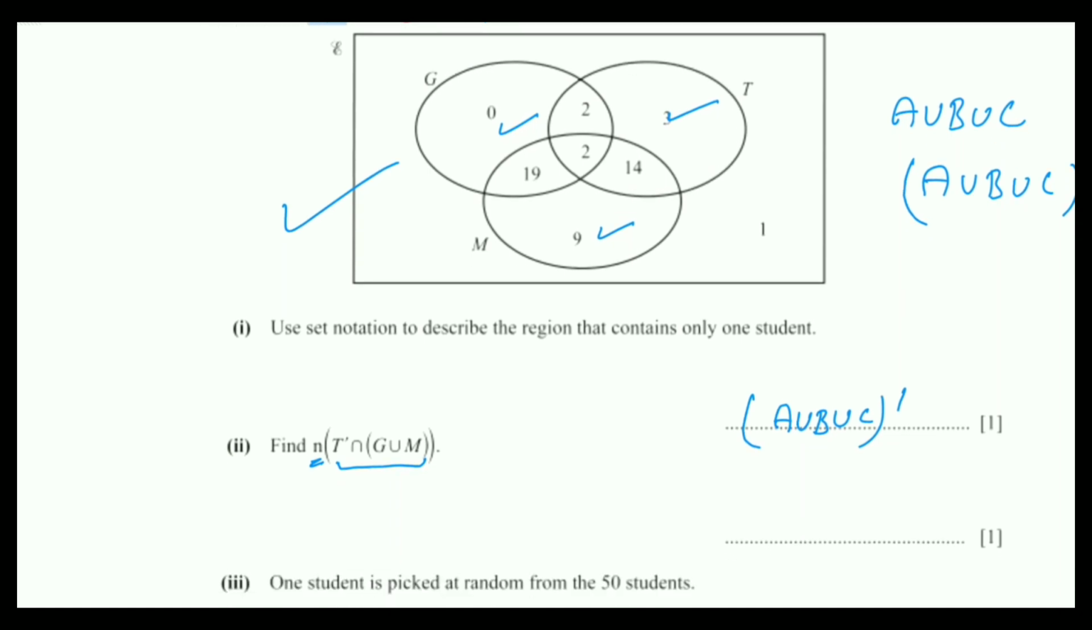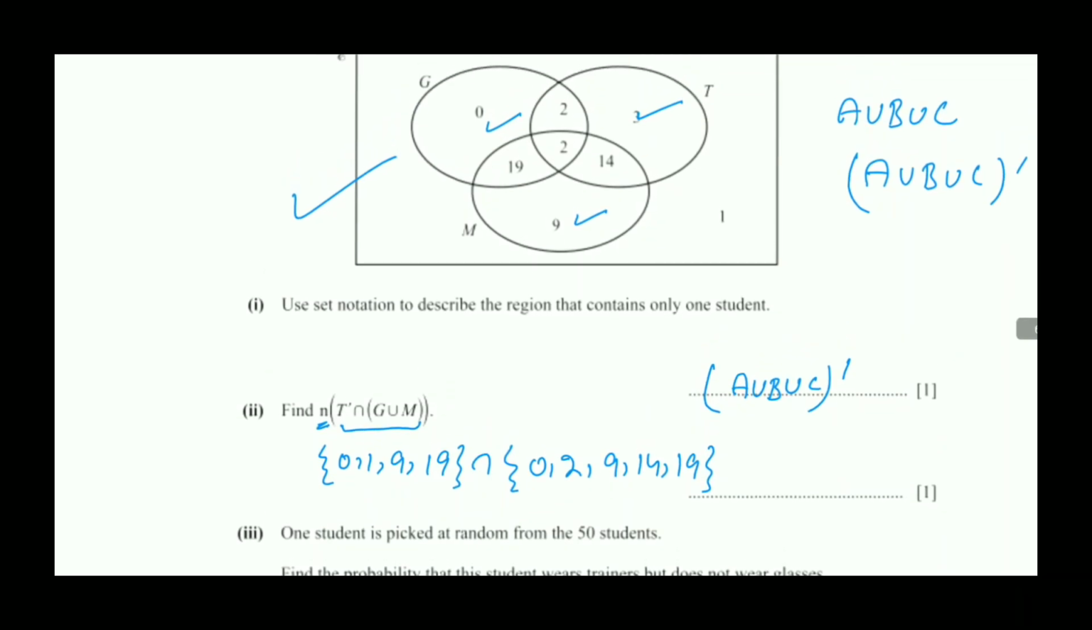G union M. What is G union M? First of all, one method is T complement. T complement means 0, 1, 9, 19, 0, 1, 9 and 19, intersection G union M. The elements of G union M are 0, 2, 9, 14 and 19. So in G union M, the elements 0, 2, 9, 14 and 19 are included.